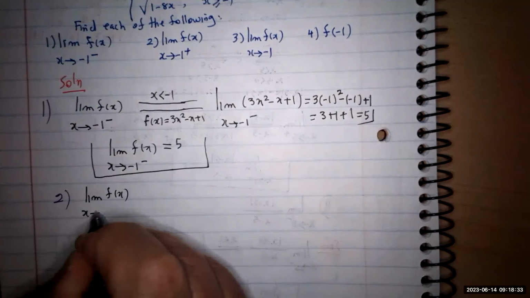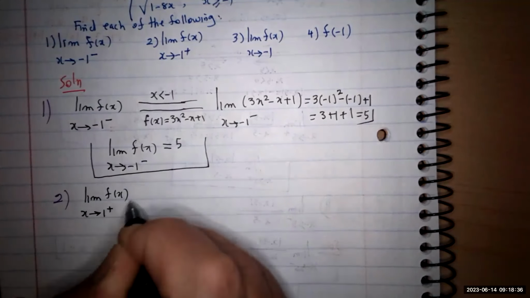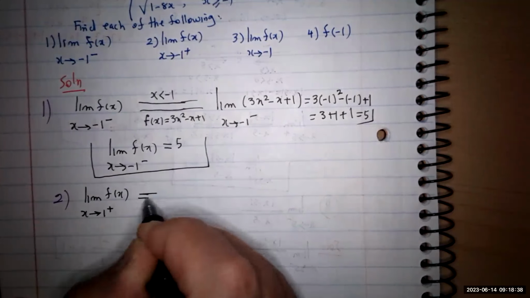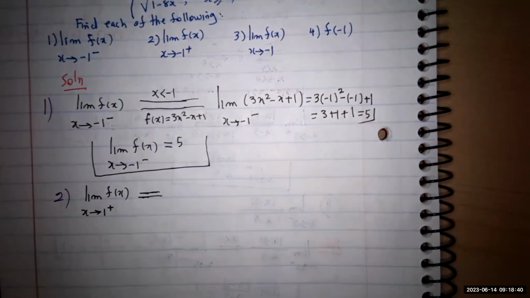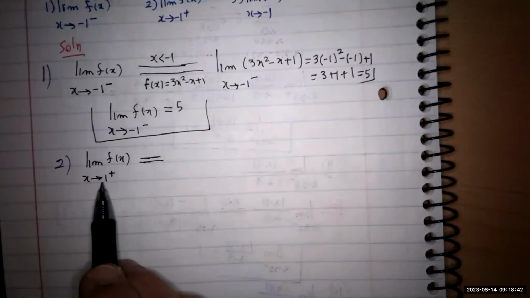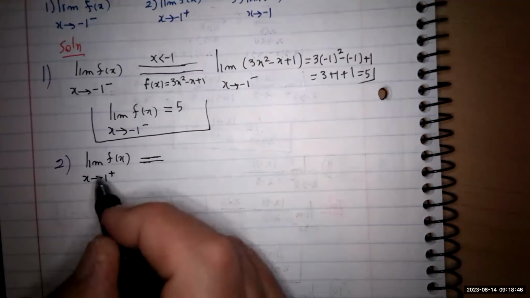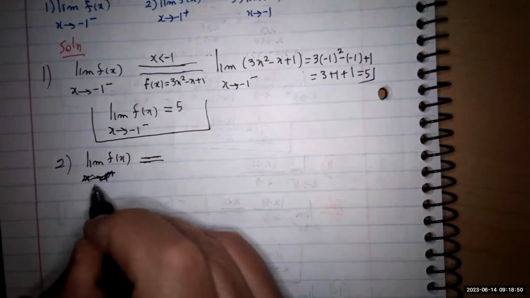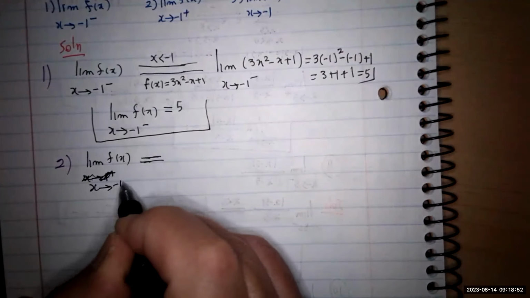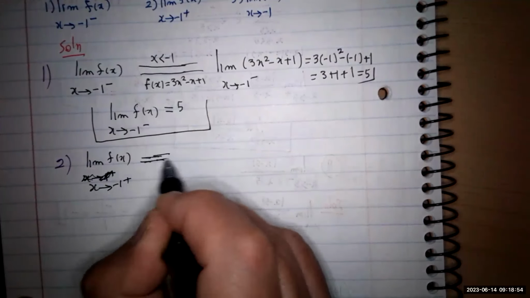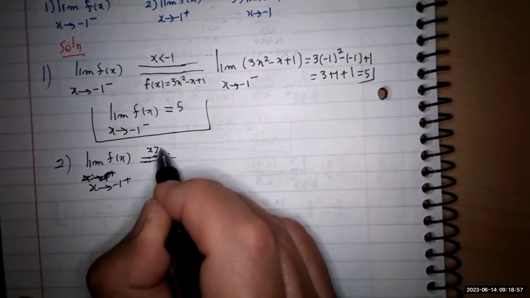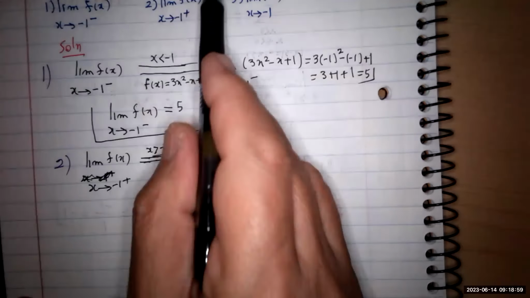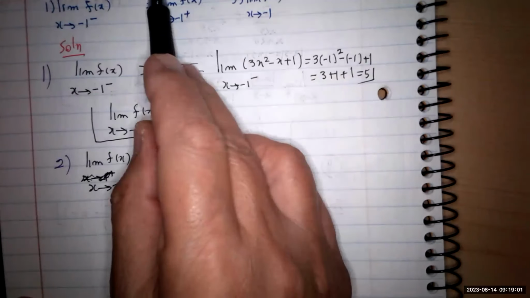X goes to 1 positive. So I can do this one quickly. What does it mean, this one? It should be -1 positive. Oh, I'm sorry, yes, thank you. X goes to -1 positive. In this case, you know that x is bigger than -1. When x is bigger than -1, this is the function that we're going to use.